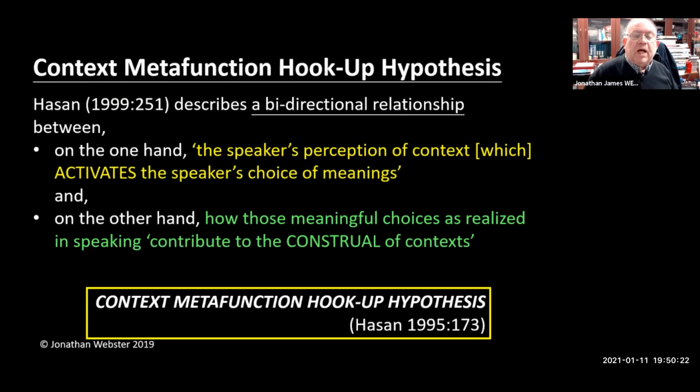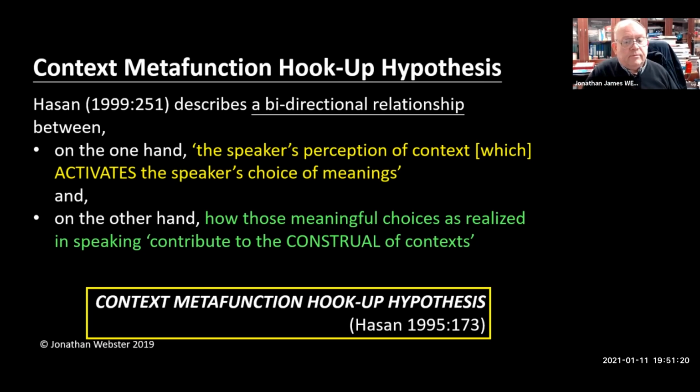Now this is what Professor Ruqayya Hasan, in fact she was the wife of M.A.K. Halliday, a well-known linguist in her own right, talked about. She calls it the context metafunction hookup hypothesis. What she's saying is it's bidirectional, it works both ways. On the one hand, the speaker's perception of context, how I see the context that I'm in, is going to activate how I choose to make meaning.